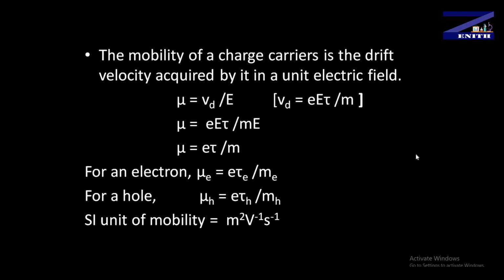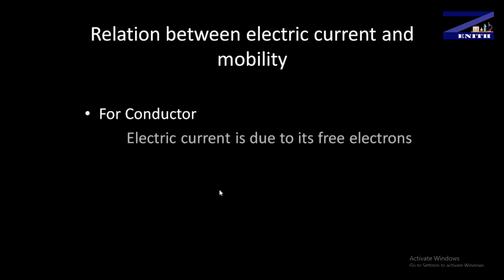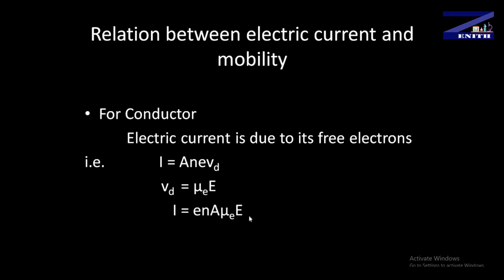Now moving forward to our next topic, that is the relation between the electric current and the mobility. Firstly, we see it for conductors. In conductors, the electric current is due to free electrons, and that electric current is given by I equals A n e Vd, and Vd equals mu E times E. On putting this in I equals A n e Vd, we get I equals e n A mu e E. I think it's clear now.